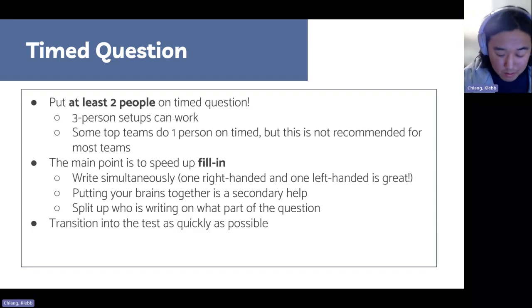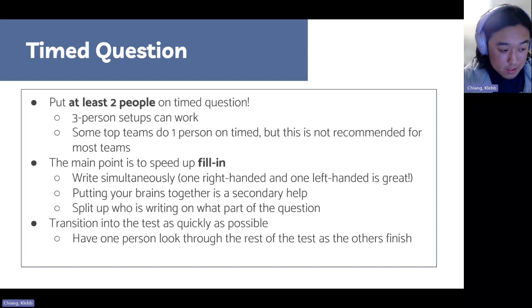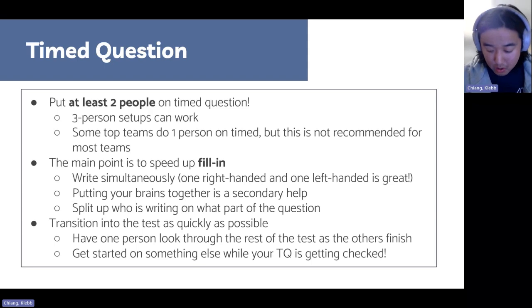Okay. The other thing about time question is make sure to try to transition into the test as quickly as you can. The idea is have 1 person look through the test while the others finish, right? If you're doing a 2-person setup already, it should just be your 3rd person. They should be looking through the test and marking down which questions each person should be doing. And then as the time question is getting checked by the event supervisor, get started on something else, right? Don't be the team that waits there watching the event supervisor check your question. Just let them do it. Don't worry about it.